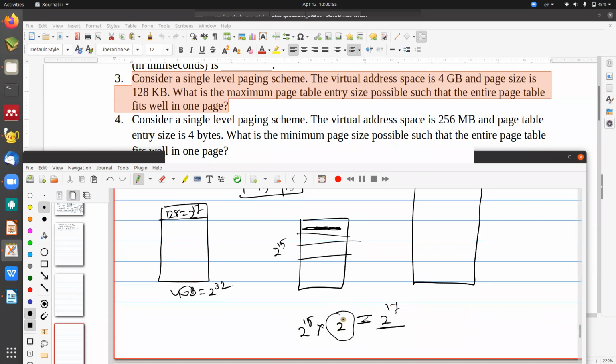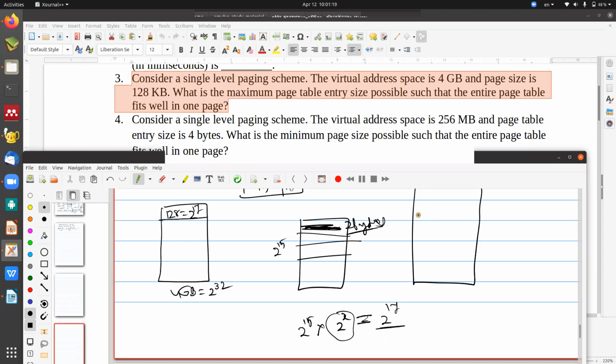So this will be 2 to the power x. Then what should you do so that it becomes 2 to the power 17? 2 to the power 2. That becomes 2 to the power 2. So what will its size be then? 2 bytes. It means if each page table entry size is 2 to the power 2, then it will fit into one page.